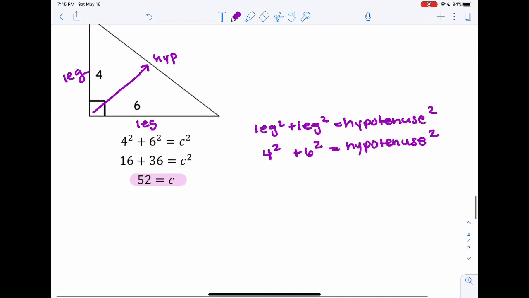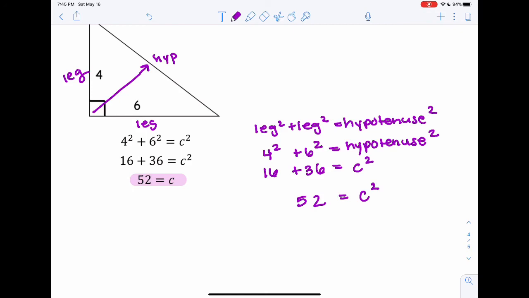Did they do their second step correctly? 4 times 4 is 16. 6 times 6 is 36. I can replace hypotenuse with c squared if I want to use that for my variable. 16 plus 36, that does give me 52. Bring down my c squared. Do you see the mistake now?